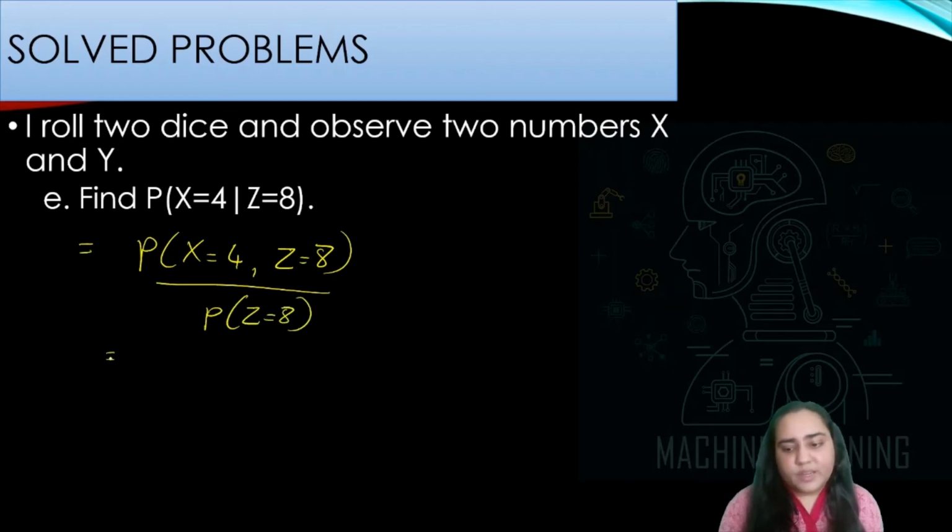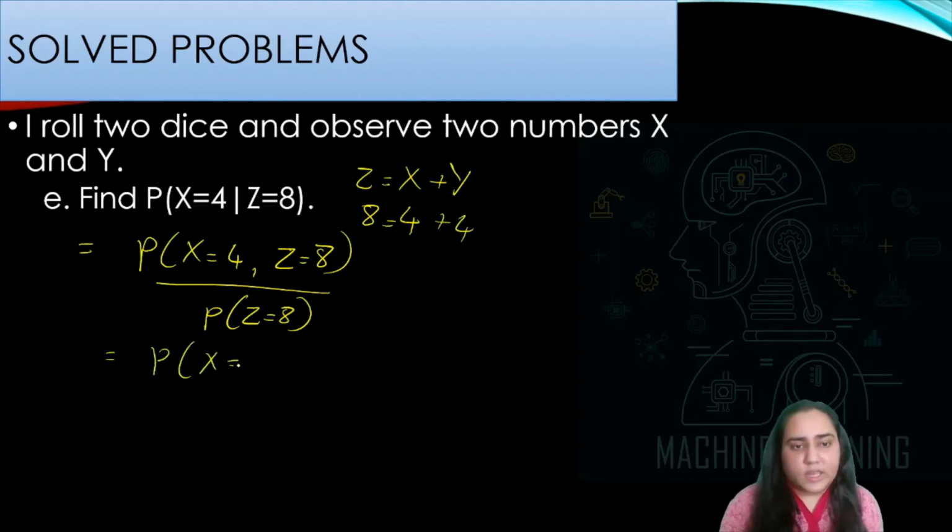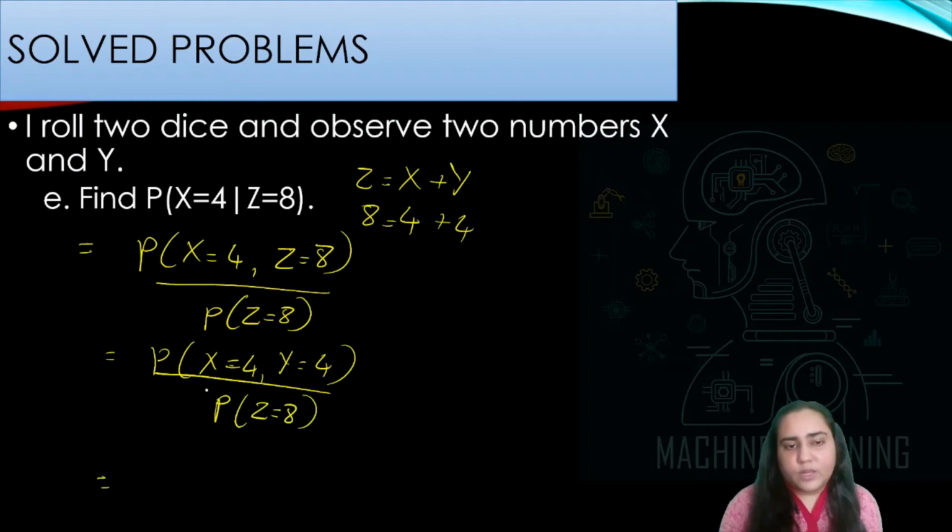And what that essentially means is, suppose z is actually nothing but x plus y. Now, if you're given that y is equal to 4, as it's given in the question, then what can be the value of x when z is 8? It can be 4. So what you actually want to calculate is x equal to 4 and y equal to 4, and divide by the probability of z equal to 8, which is quite easy to calculate.